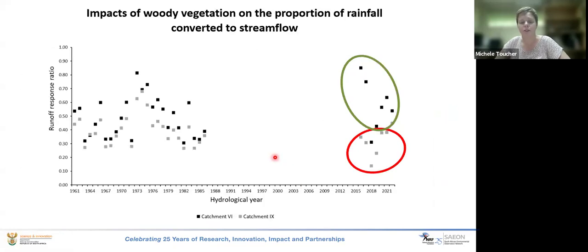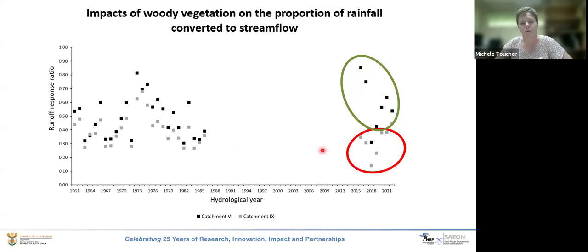Taking the runoff response ratio. So what I've shown here is, this is going back in time. What we found at the site is that initially there was not a significant difference between the grassland site and the Leucocidia site. So from 1960 up until 1986, around here, this is a runoff response ratio from the grassland site in black and the Leucocidia site in grey. And they were quite similar.